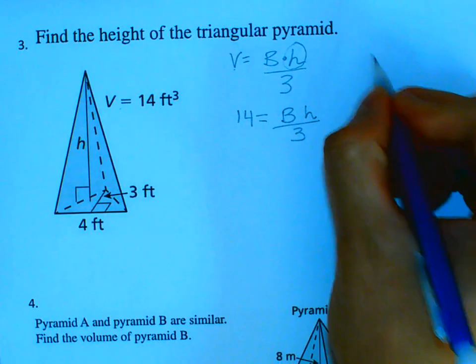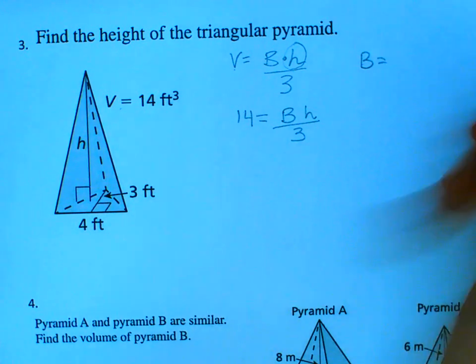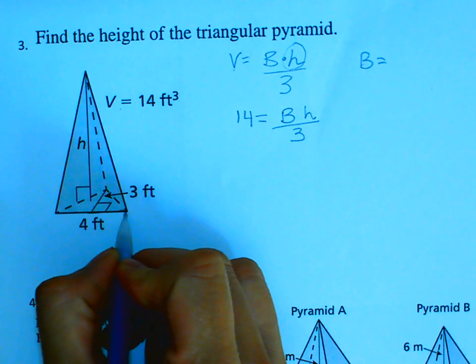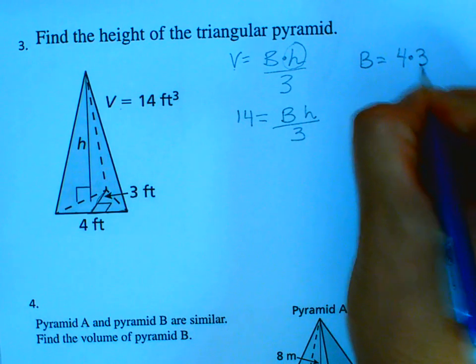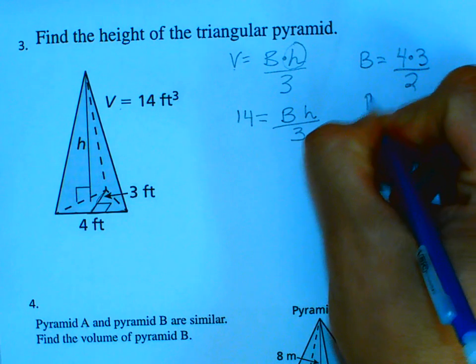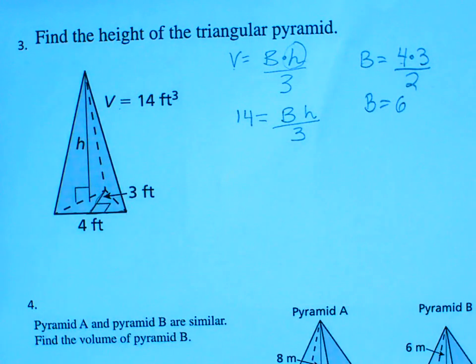Now, let's look at the area of the base. The area of the base, it's triangular, and the base of that is 4, the height is 3. So that's easy. That's 4 times 3 divided by 2. So that's 12. 12 divided by 2, that's 6. So now we know what b is.